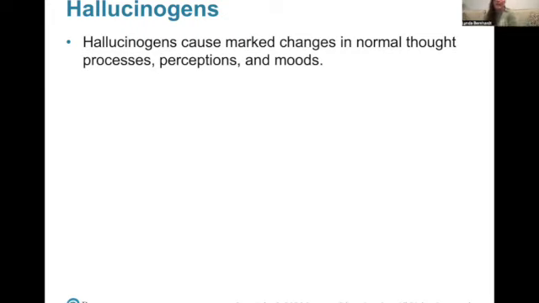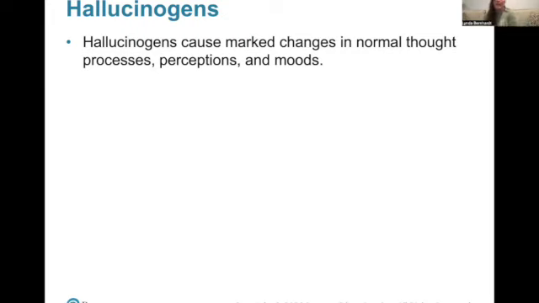I'm stressing this because marijuana is a hallucinogen. And I know a lot of people who seem to think it's a harmless drug, and it's not. It really is affecting your brain. It is legit a hallucinogen.